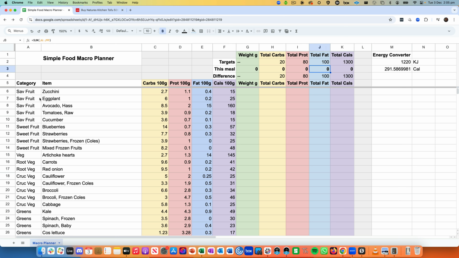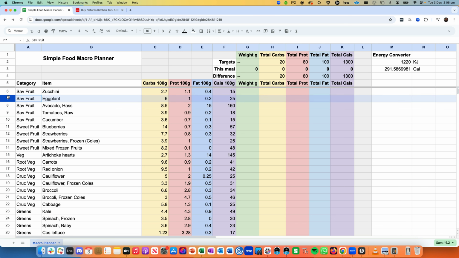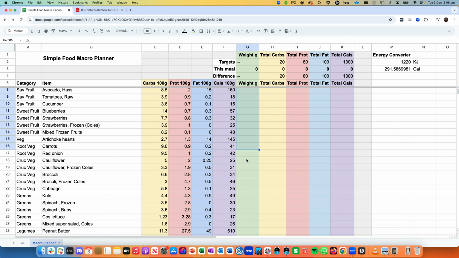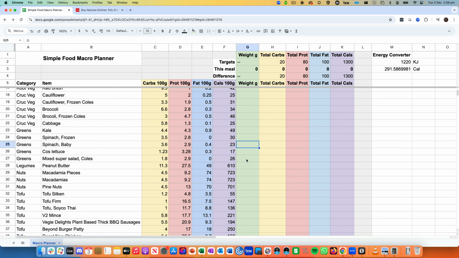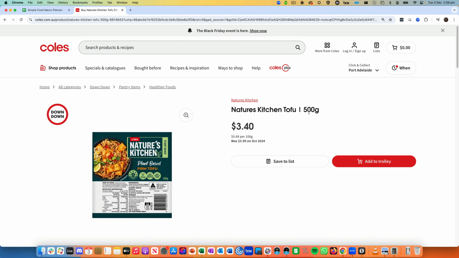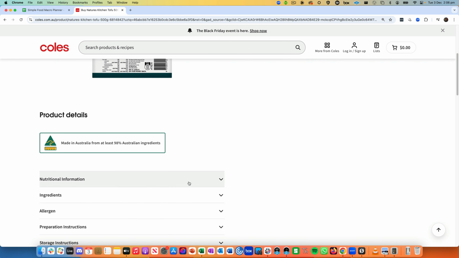Here we've got, for each ingredient, this blank space in terms of weight. So I might say, okay, let's build a really simple meal made just of tofu and macadamias. Here's this firm tofu. One packet of this is 500 grams and it goes for $3.40. So it's pretty good value.